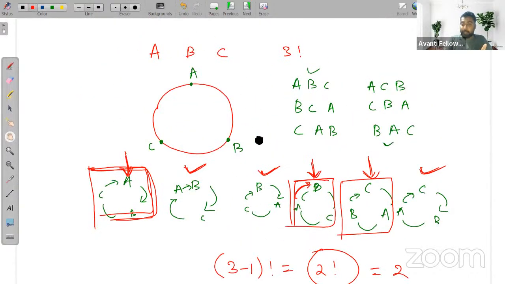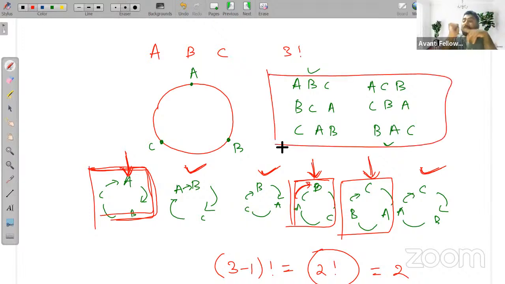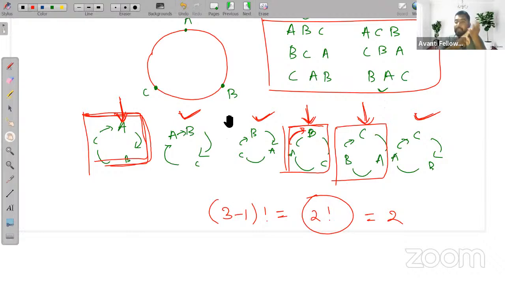But in case of linear permutation, when we are arranging in a row, there are 6 such arrangements we can consider. But in case of circular permutation, we consider one anti-clockwise and another clockwise. These 2 arrangements will happen. Is that clear to everyone? Clear?